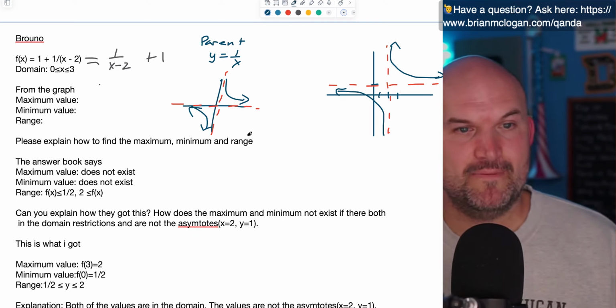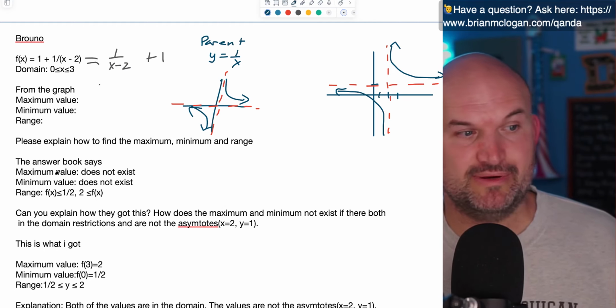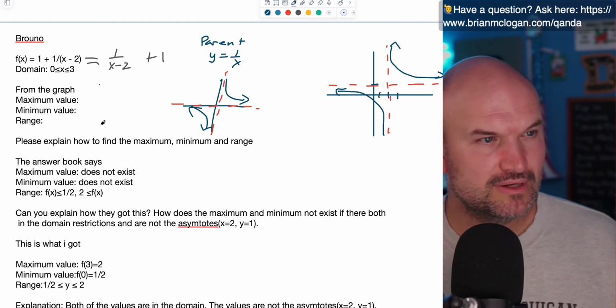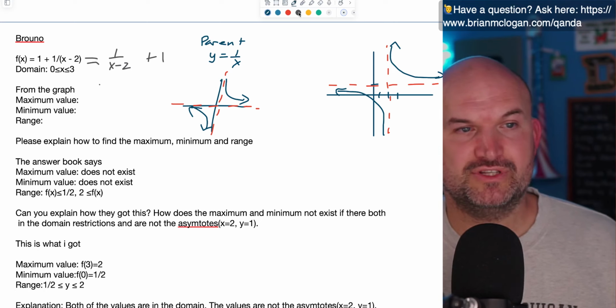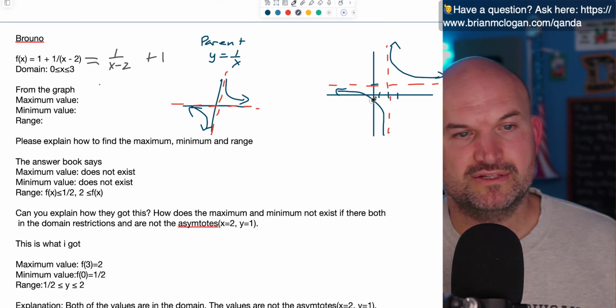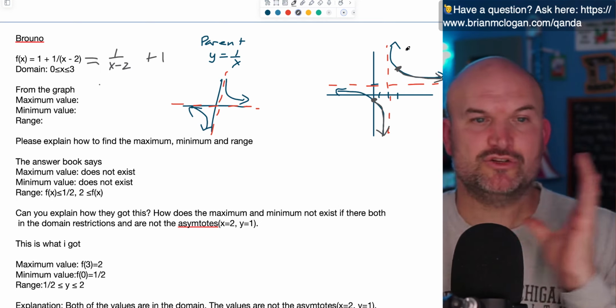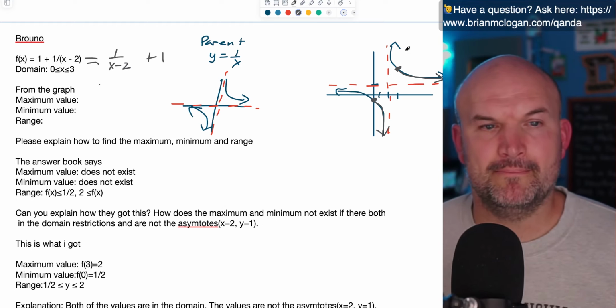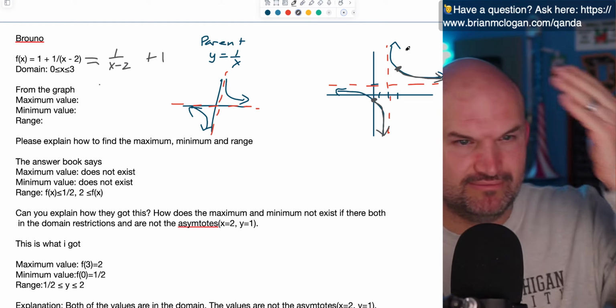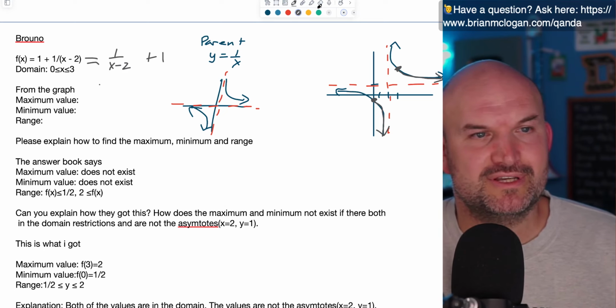Now, it does say that the domain is going to be restricted from 0 to 3. So therefore, the graph probably looks something more like this. Going down right there, and then 3. So you probably have a dot here, and then going from there. The gray is representing my domain restrictions. Oh wait, 0 to 3. Sorry about that. No, that's not what the graph looks like.